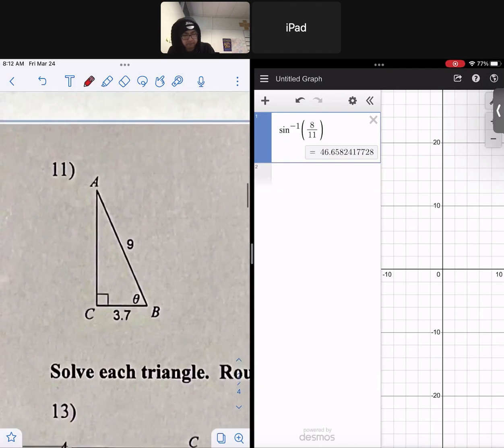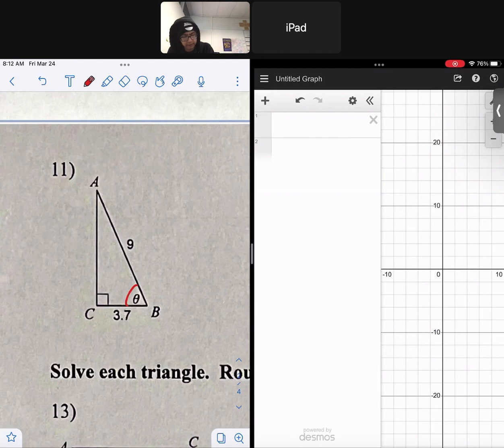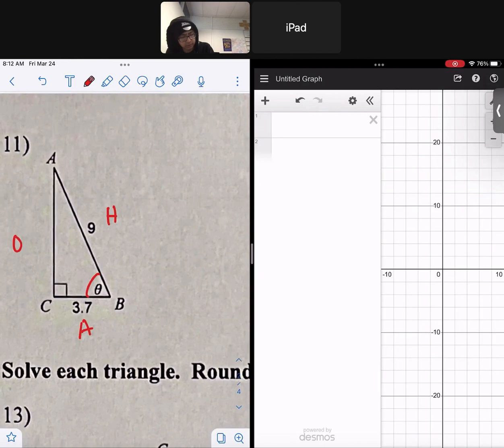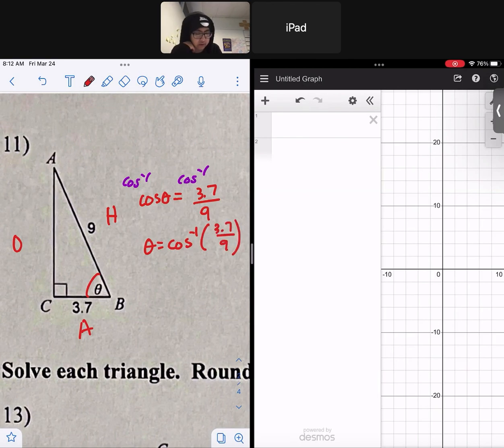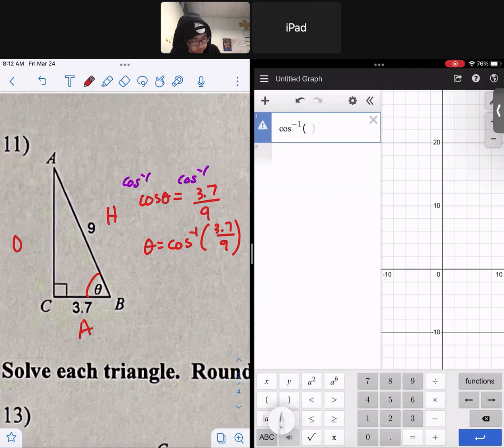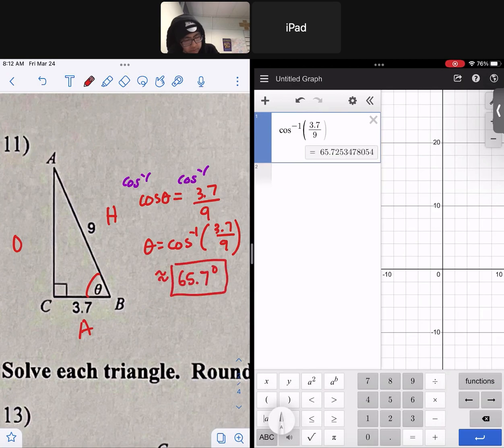Number 11. In the perspective of this angle, opposite side, hypotenuse, and adjacent, there's information at adjacent and hypotenuse, so cosine theta equals adjacent over hypotenuse. Cosine inverse to both sides to isolate the theta. So we're really searching for what's cosine inverse of 3.7 all over 9. Functions, cosine inverse, 3.7 divided by 9. Round it to the nearest tenth, 65.7 degrees.